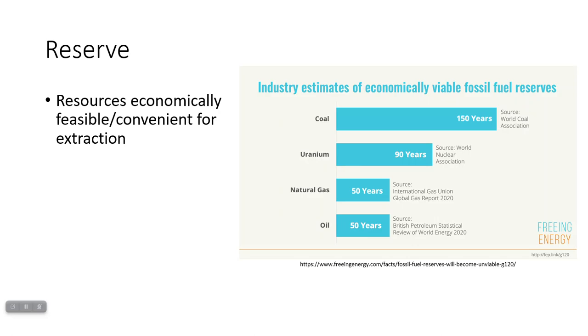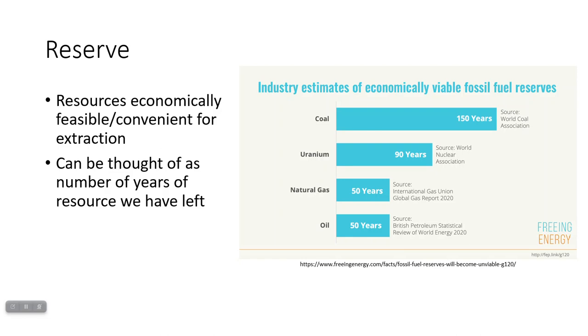This leads to a concept called a reserve. A reserve represents how much of a resource is economically feasible or economically convenient to extract. How much of it can we get out without spending way too much money and way too much energy to get it out? So that's what this chart shows you. You can think of it as the number of years of a resource we have left.